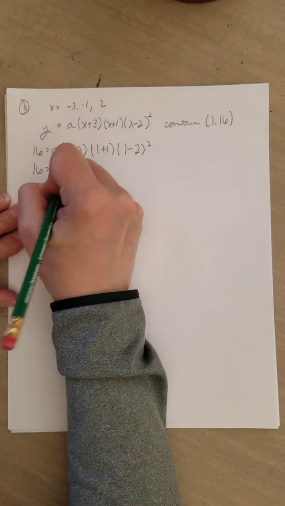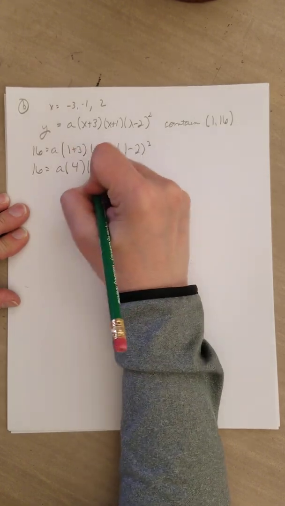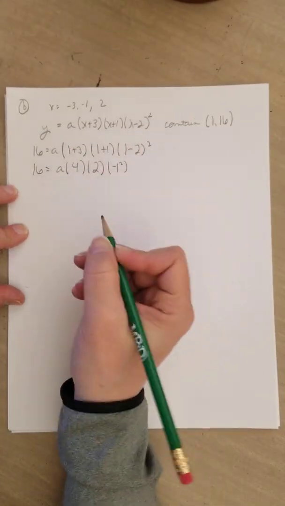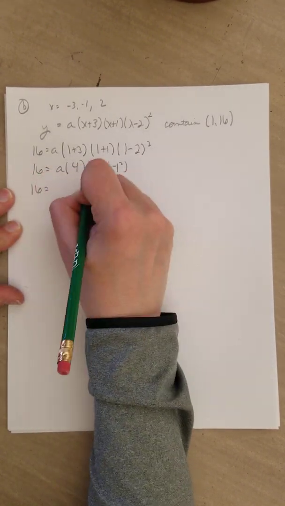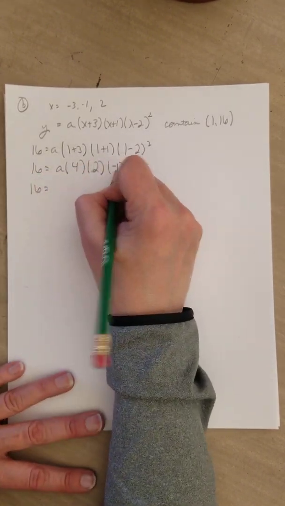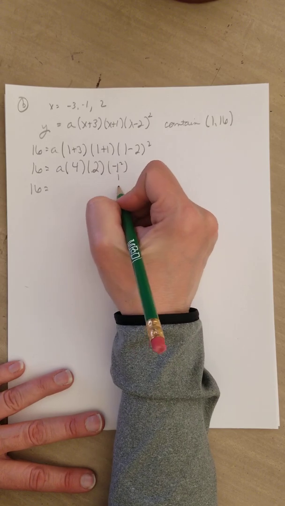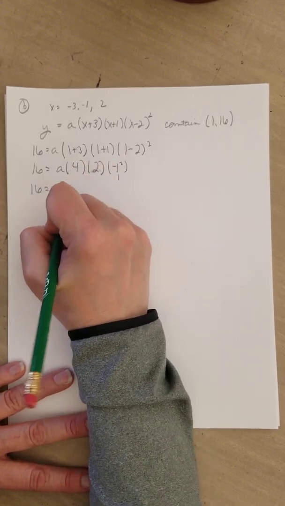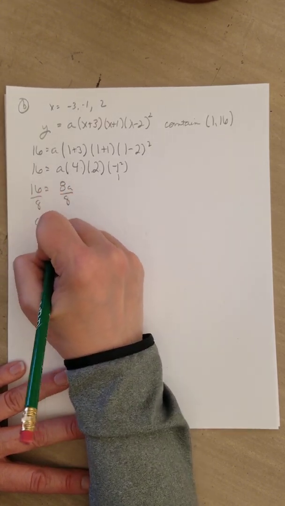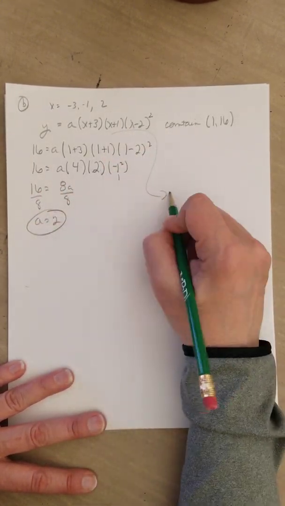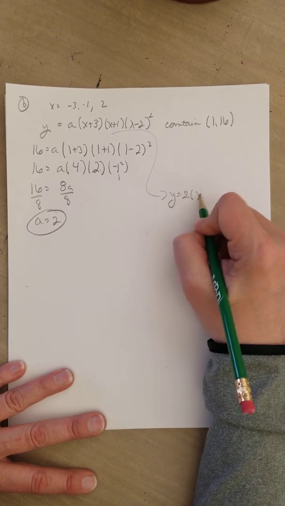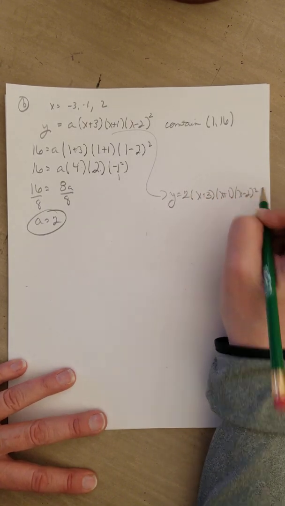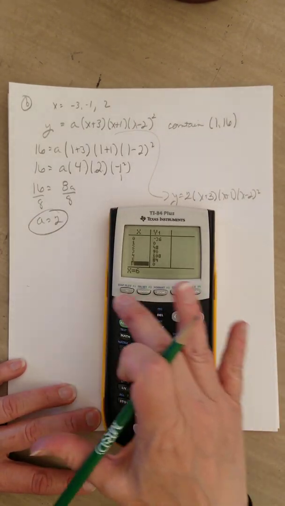16 equals a. 1 plus 3 is 4. 1 plus 1 is 2. 1 minus 2 is negative 1, and I'm going to square that. 16 equals 4 times, okay, negative 1 squared I should start with because it's an exponent. So this is 1. 1 times 2 is 2. 2 times 4 is 8. This is going to be 8a. Divide by 8. Wouldn't a have to be 2? So looking at this, it's going to be y equals 2 times x plus 3 times x plus 1 times x minus 2 squared. Let's make sure that that contains all those points.